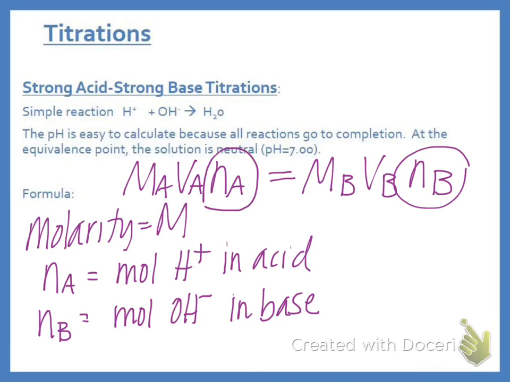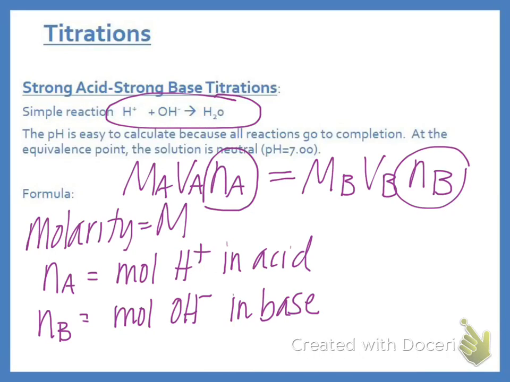Because this is the simple reaction of what's going on in a titration. Because the salt is aqueous, it stays dissolved. You're actually forming liquid water. That is the actual reaction that's happening. And so we have a hydrogen reacting with a hydroxide that forms water. So that's why we can use this formula.